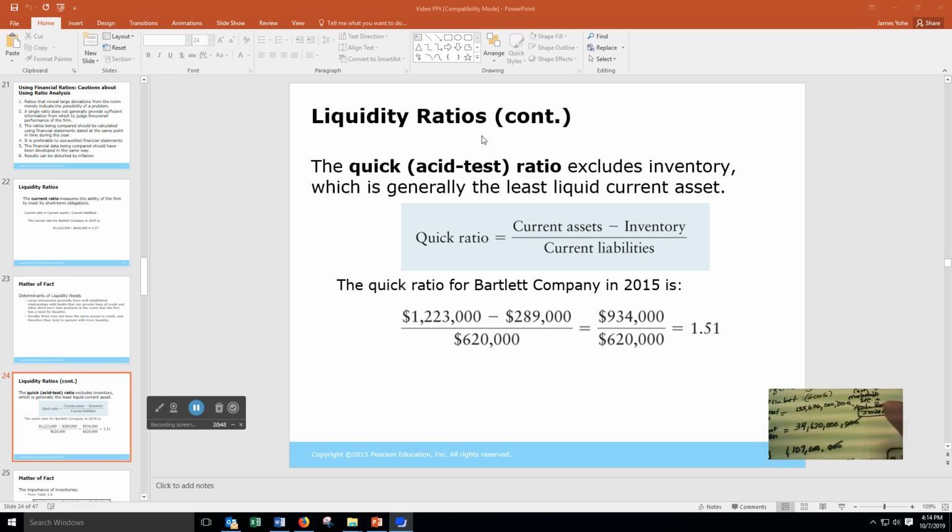But inventory is the problem, especially as a lender. I don't know if that inventory is easy to sell, how long it's going to sit on a shelf. It could be fashionable or seasonal, and at the end of the season or when fashion trends change, it could become worthless. So we're going to subtract inventory out because it isn't very reliable.